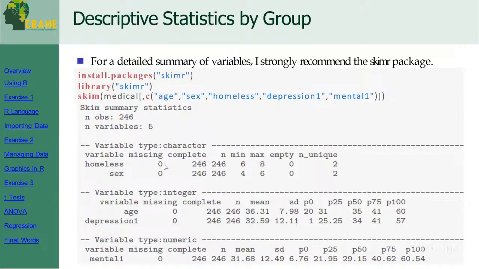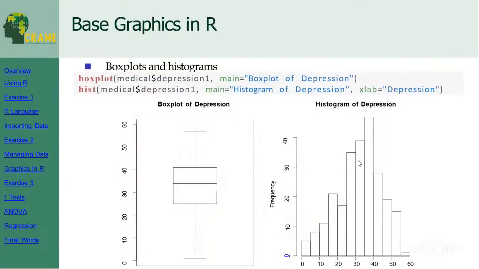How many are missing values? 0. Complete? Yes. Minimum is 46. Maximum is 68. Empty 0, number of unique 2. So this is how we can prepare the data sets.